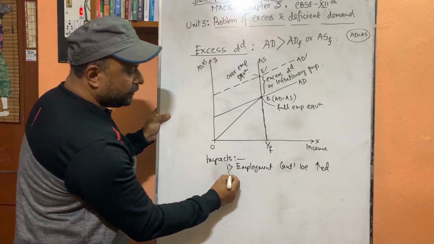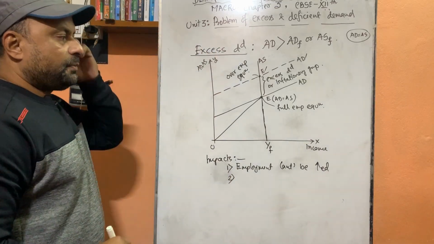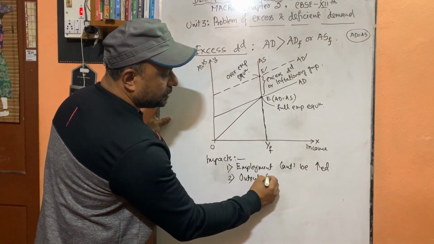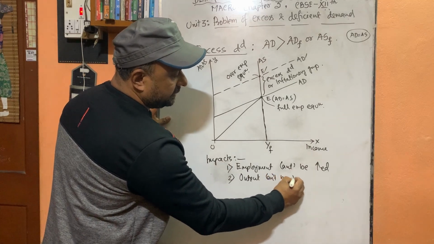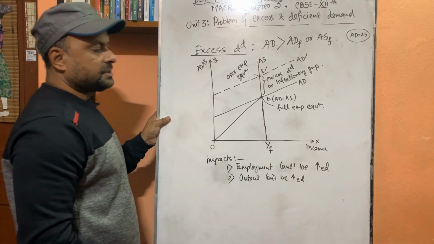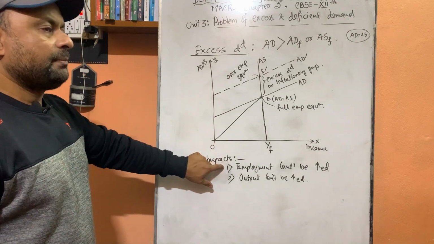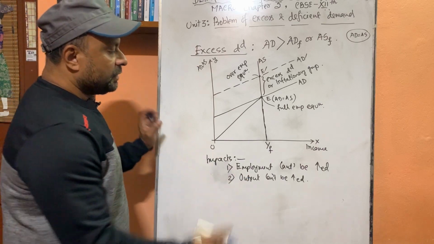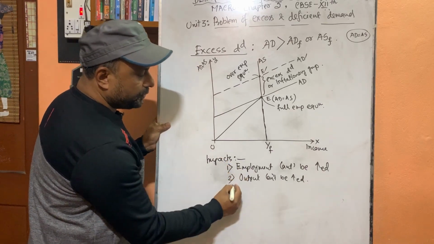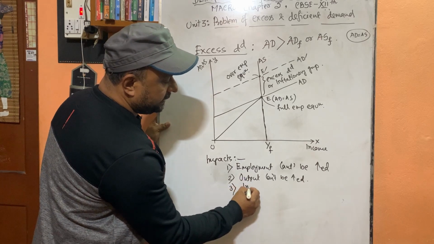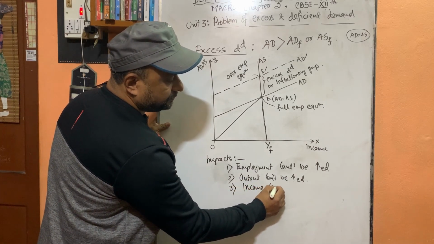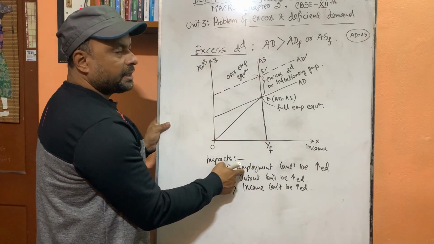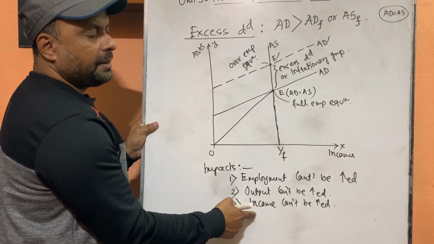Now, if we cannot increase employment, is it possible to increase output? Our output level of the economy also cannot be increased, because all the resources are already used in employment. So if we cannot increase employment and output, we cannot increase the income of the economy either. Income also cannot be increased, because without employment, income is never possible to increase.